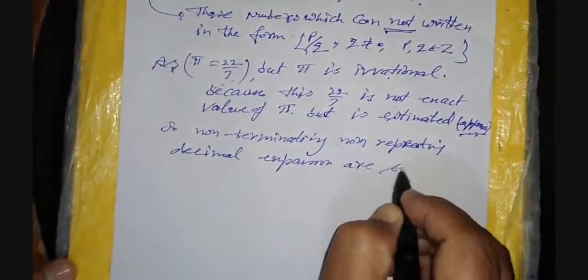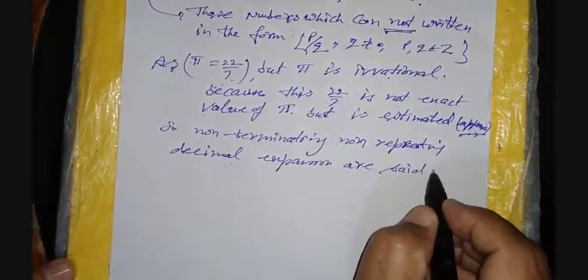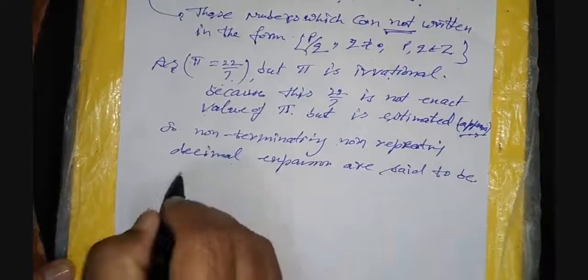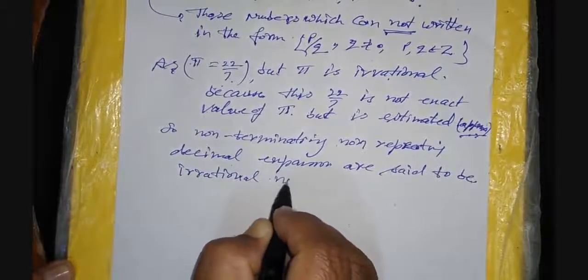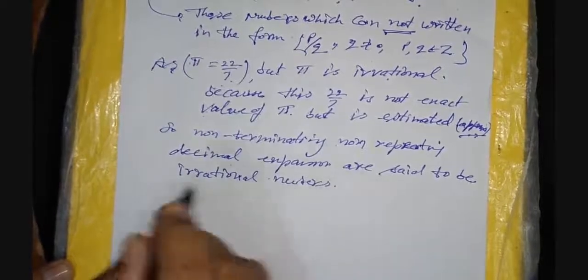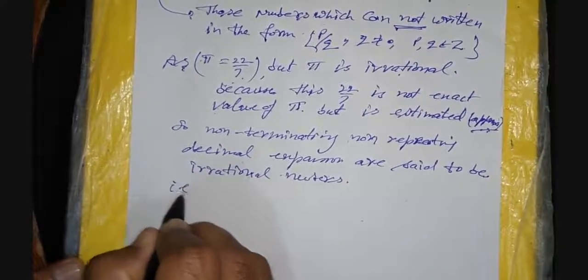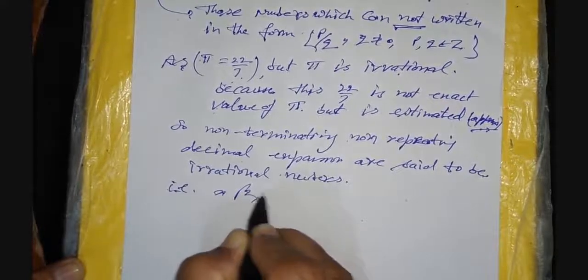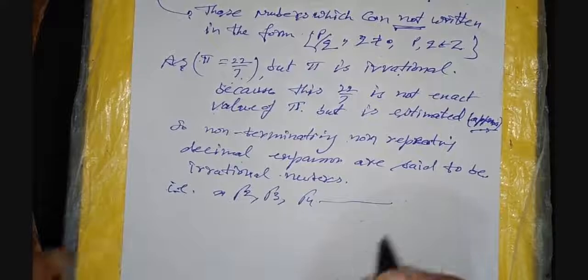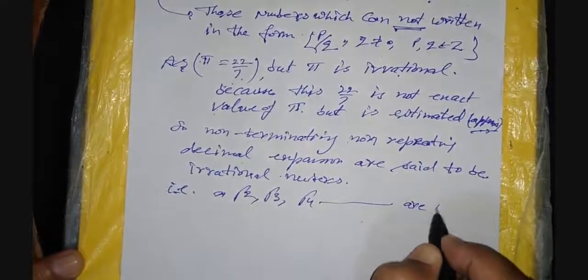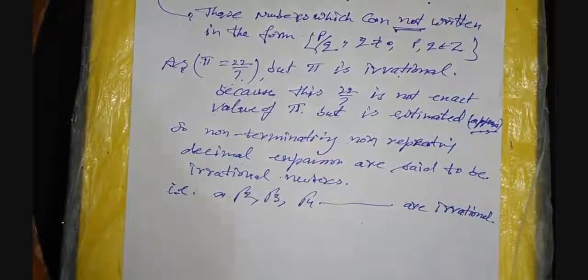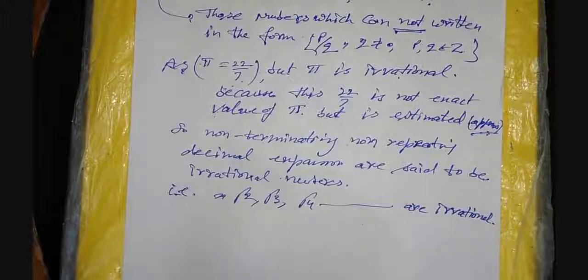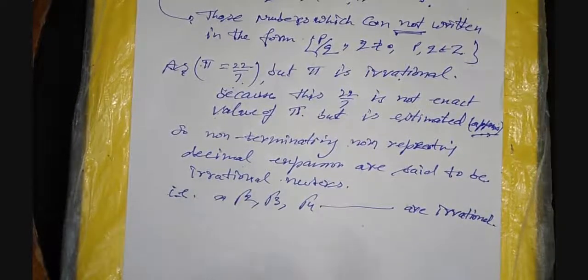are said to be irrational numbers. So examples can be taken as root 2, root 3 and the like, which are irrationals. So you can clearly identify which number is rational and which number is not rational, meaning irrational.